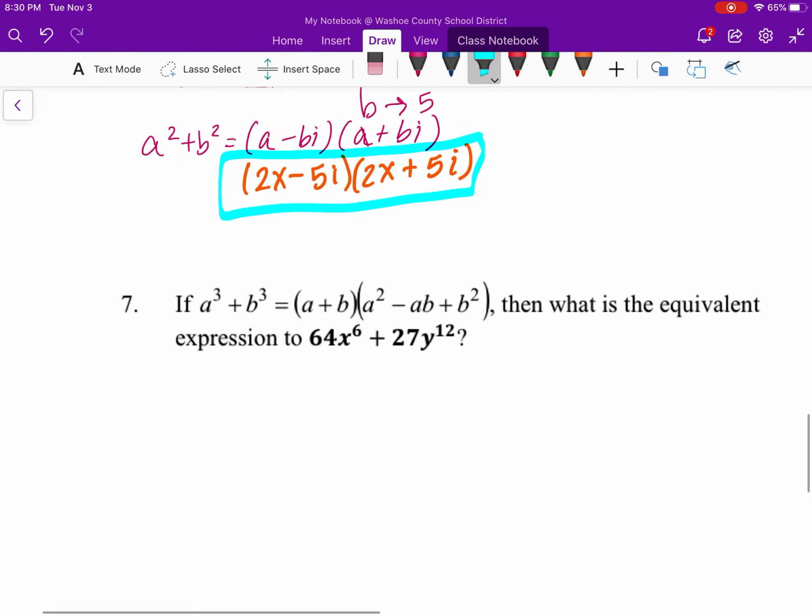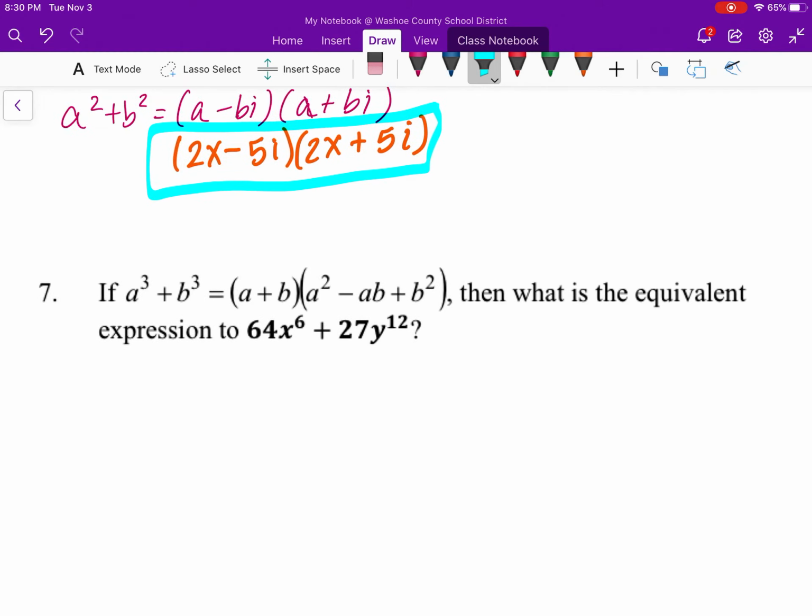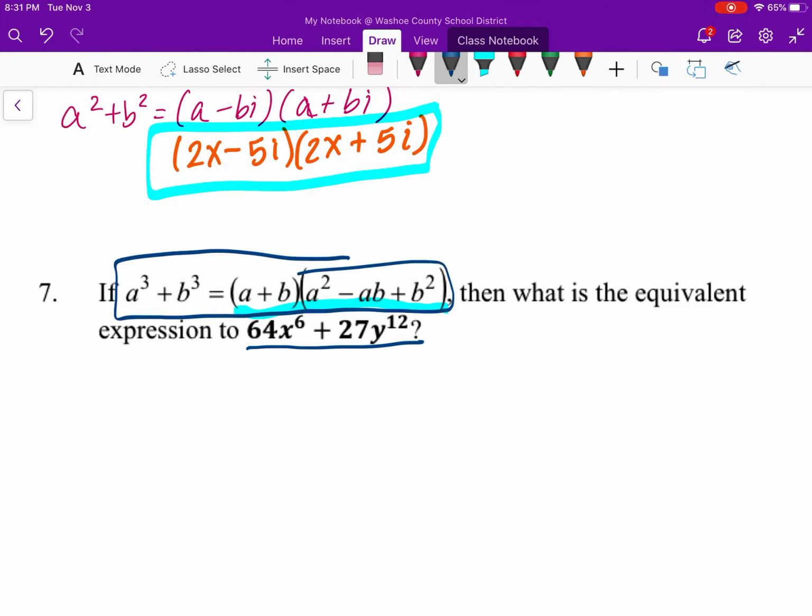All right, last problem. If a cubed plus b cubed equals this formula that we've just been working with, then what is equivalent to 64x to the 6th plus 27y to the 12th? Okay, so essentially I'm telling you to factor this using this formula. That's what this problem is telling you. So you first have to see if you can take anything out. In this case, I can't. There's nothing that 64 and 27 have in common.